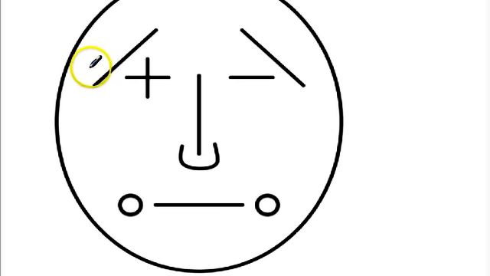So here's Mr. Slope guy. Mr. Slope has eyebrows. He has a positive eyebrow. So this is a positive slope. From left to right, it's going up. And he has that negative eyebrow. So from left to right, it's going down. So that's negative slope.